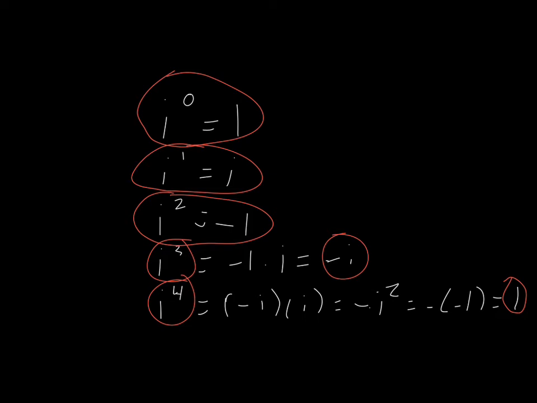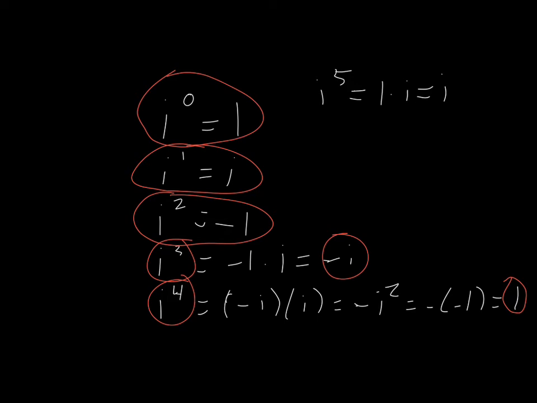Notice we started at 1 with i to the 0, and when we get up to i to the fourth, we're back at 1. Now, what happens if we multiply it by i again? Let's do this in white this time. i to the fifth, well, I take that 1 and multiply it by i. Guess what I've got? I've got i again.